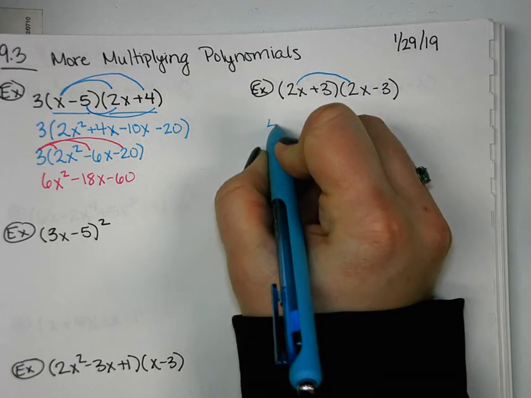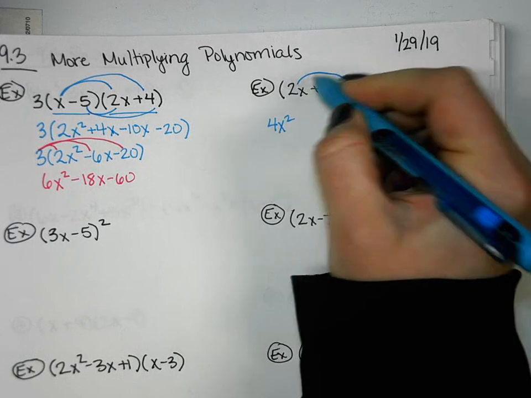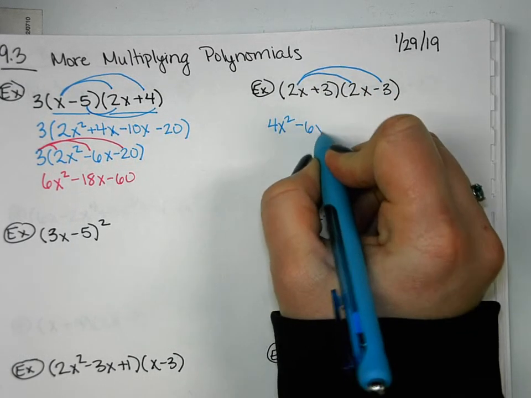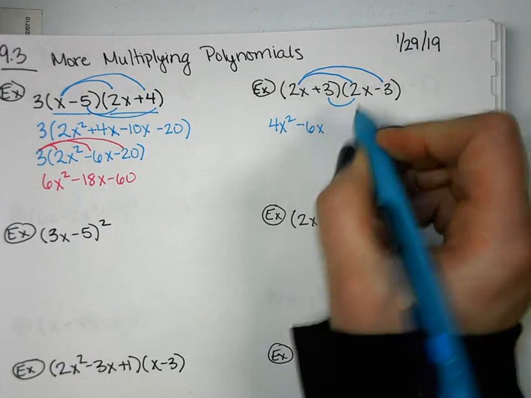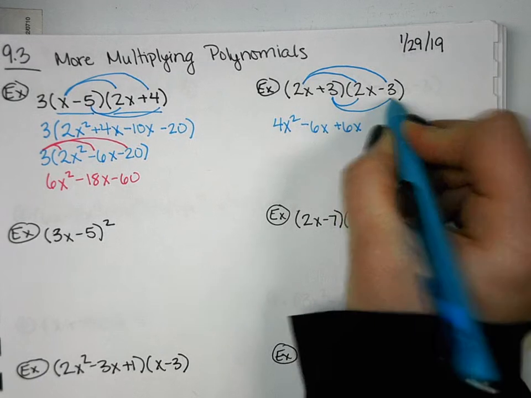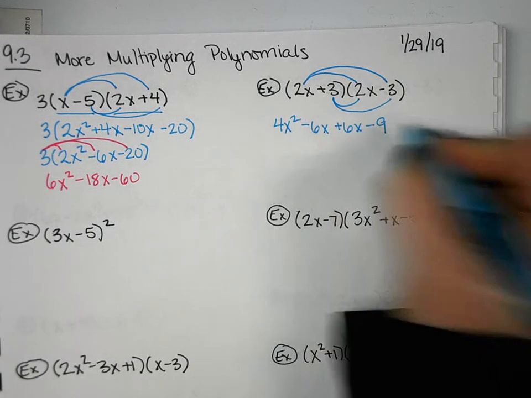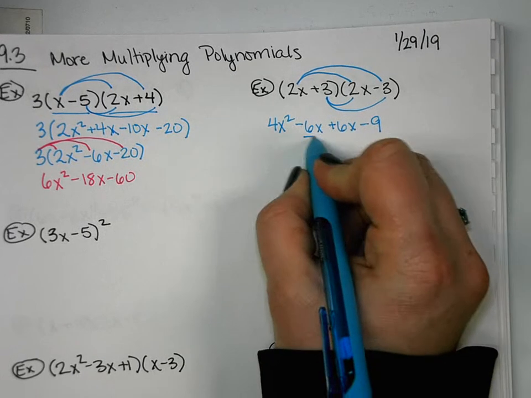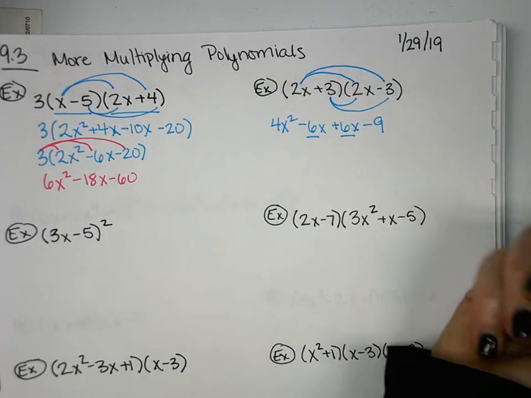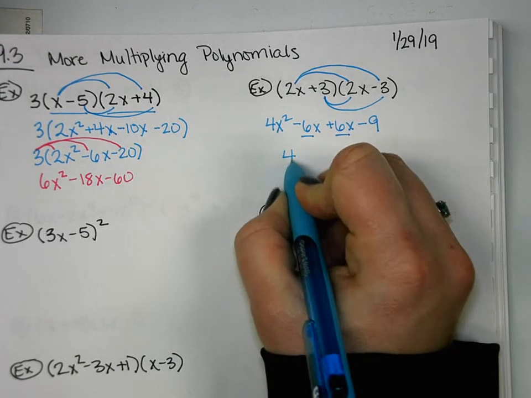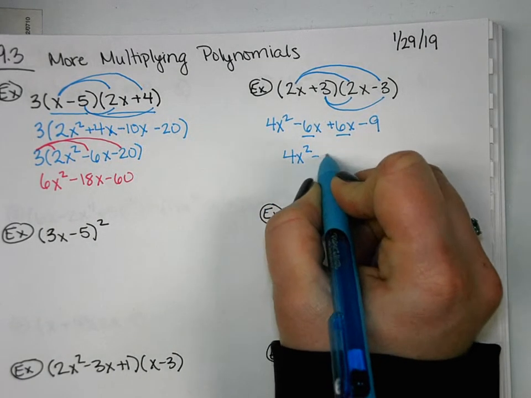2x and 2x is 4x squared. 2x and negative 3, negative 6x. 3 and 2x is plus 6x. 3 and negative 3 is minus 9. What happens when we combine our like terms? They add up to 0. So we get 4x squared minus 9.